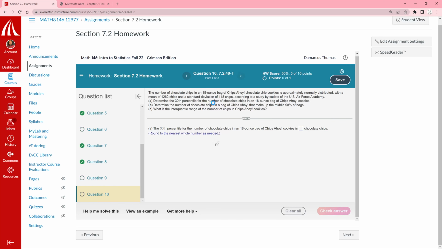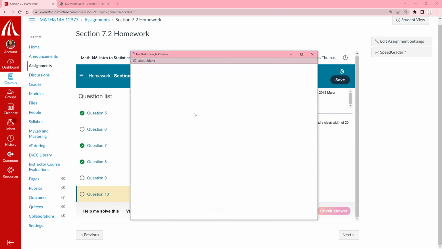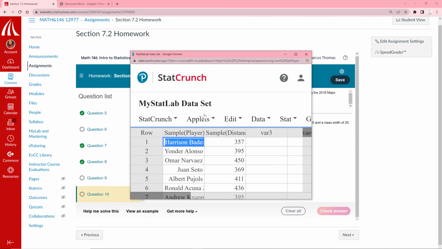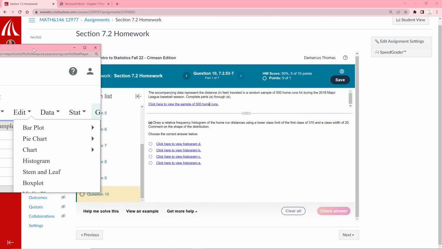Let's look at 10. And this one, I'm going to leave you to work on. Draw a relative frequency. Well, guess what? You can open this data in StatCrunch, and from there, you can graph it exactly the way they want you to graph it. Create a histogram where the first class is 310 and class width is 20. Describe the distribution.